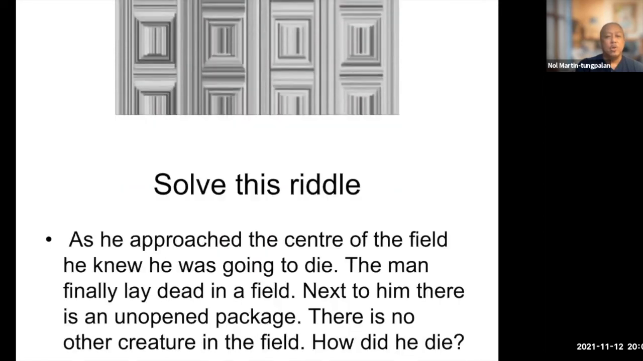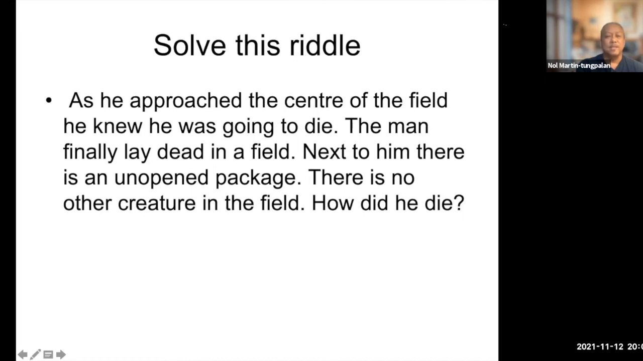All right, so the next thing, let's see what happens with this to make it even a little more complicated. So solve this riddle. As he approached the center of the field, he knew he was going to die. The man finally lay dead in a field. Next to him is an unopened package. There's no other creature in the field. How did he die? We'll give you guys some time to see if you can figure this out. How did this person die?